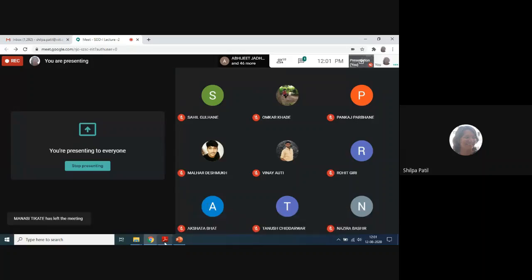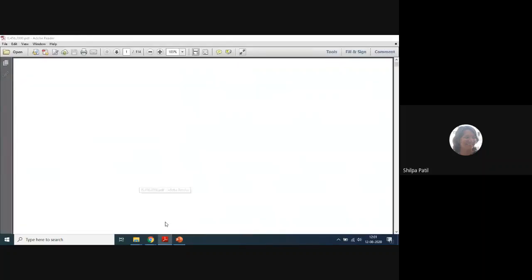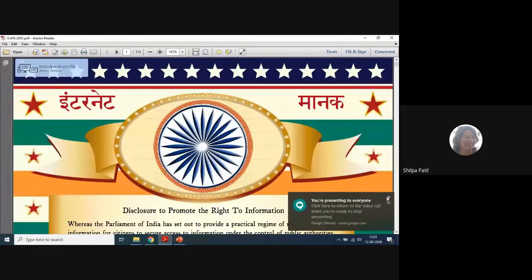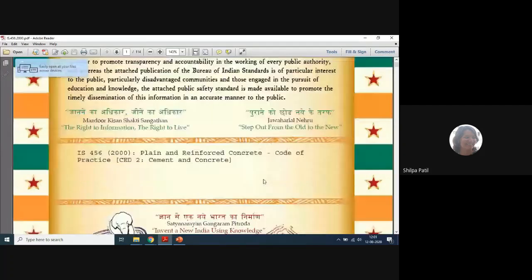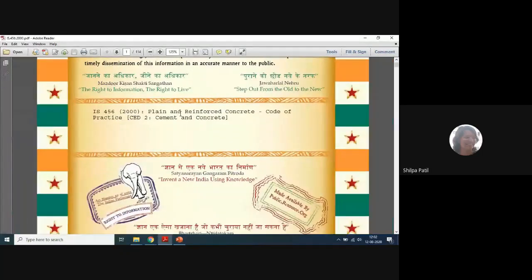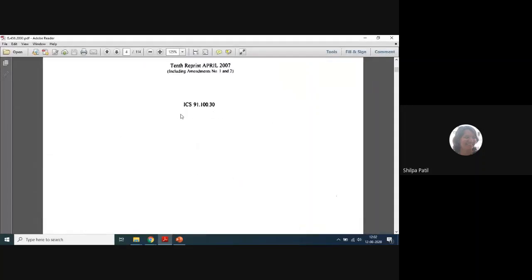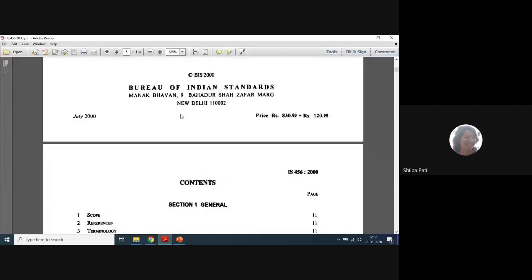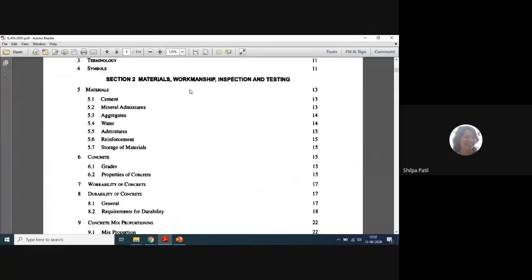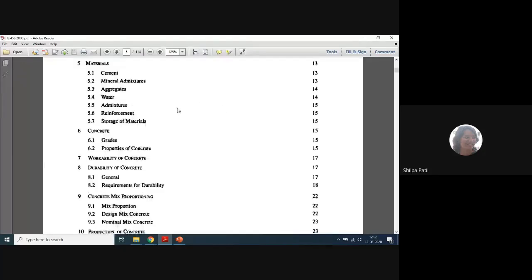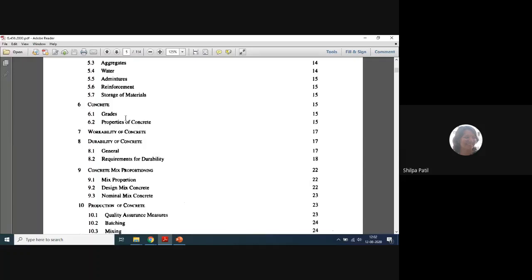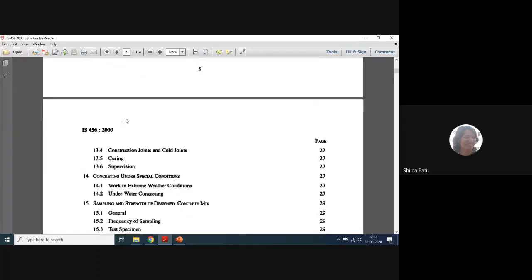Quickly open this code. I'm also going to open it over here simultaneously. Can you see this code on the screen? Yes, ma'am. Okay. Now in this code, I will quickly go to the content page. Here, section 2, all information regarding material, workmanship, inspection and testing, everything is given. If you want to recall the concepts of concrete technology, you can go through these pages. Okay, everything you can simply read.